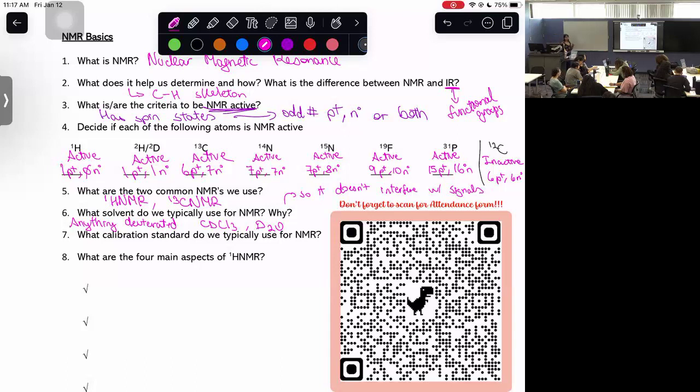So far, any questions on that and why we have to replace normal hydrogens with deuterium? Pretty simple. Okay, we're good.